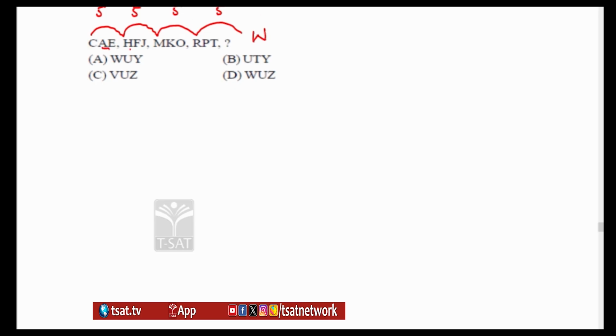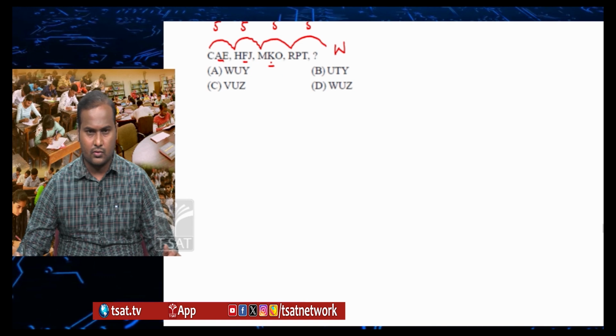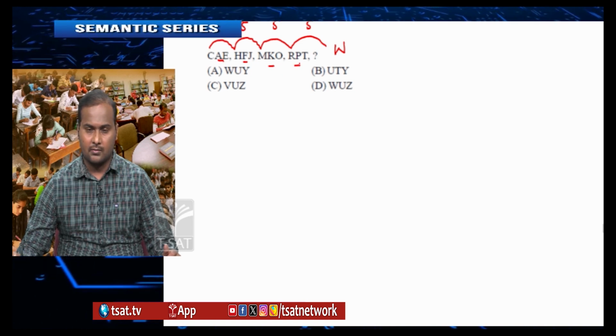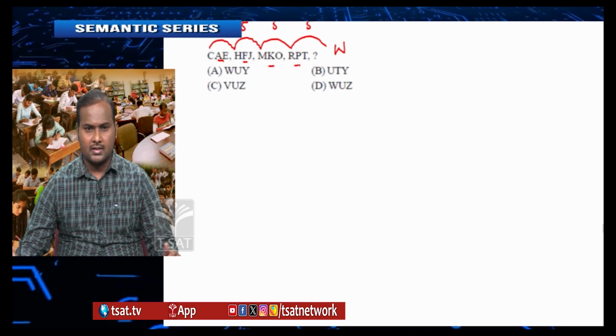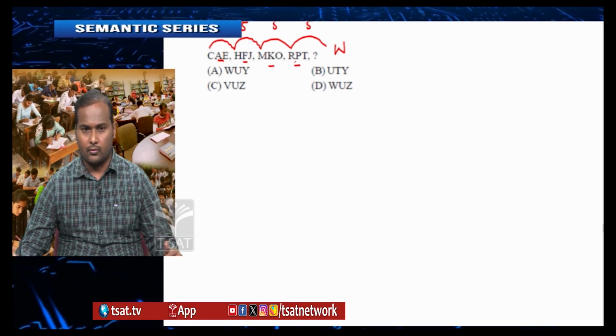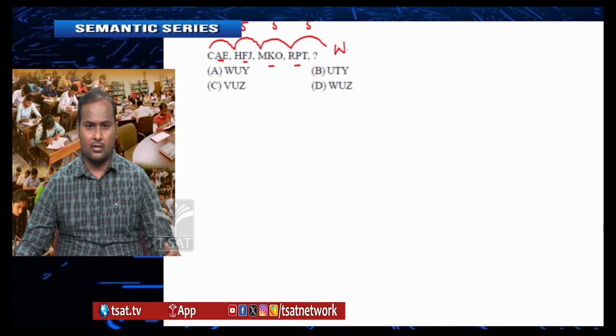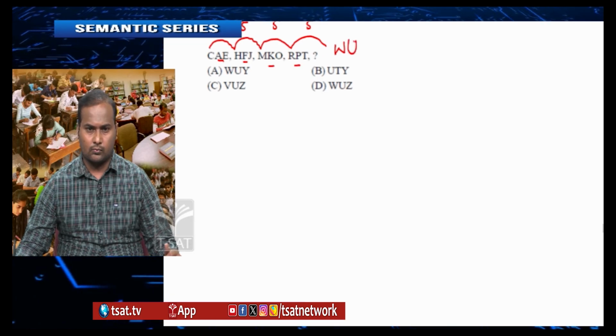See here, A, F. A is 1, F is 6, so increasing by 5. Again F to K, F is 6, K is 11, so increasing by 5. Again K is 11, P is 16, increasing by 5. Again P is 16, again you have to increase by 5. P is 16, 16 plus 5 is 21, so 21 is U.